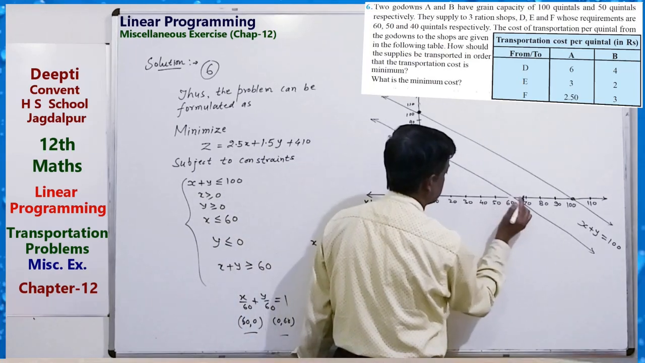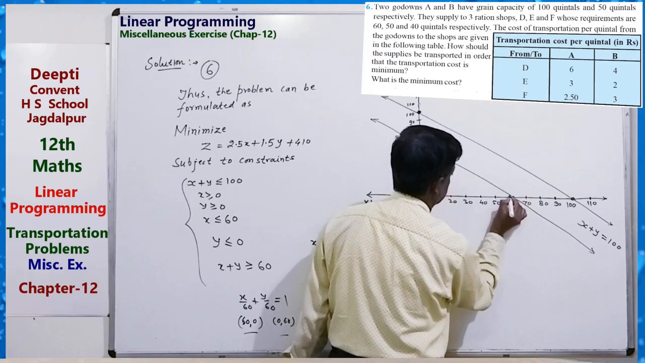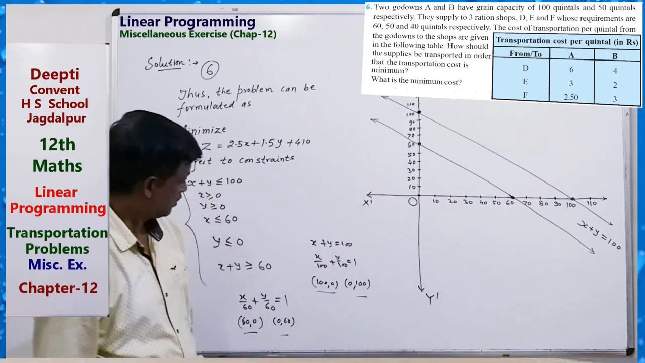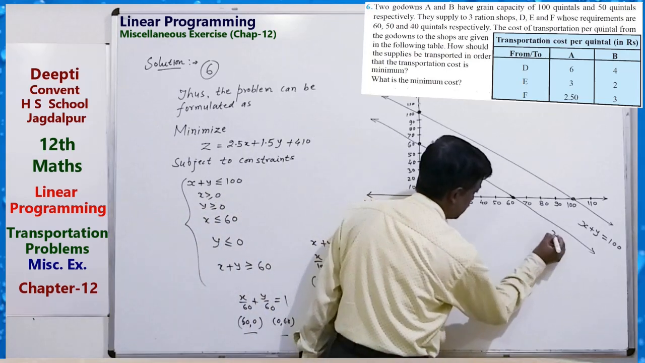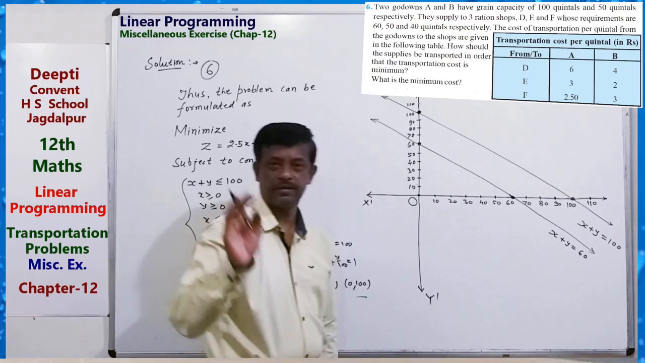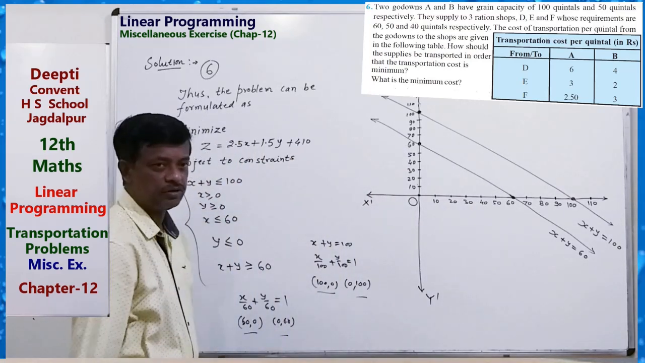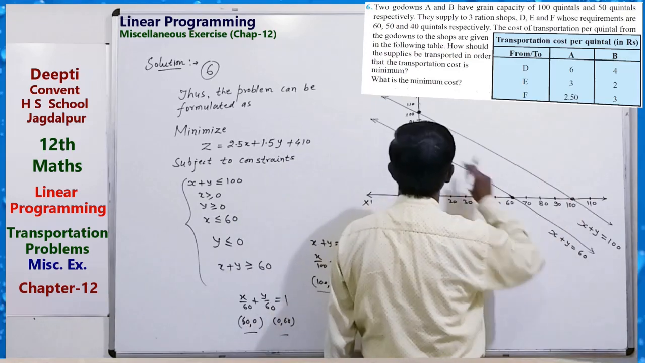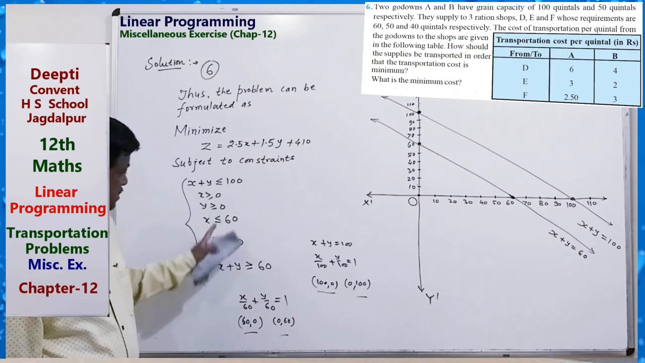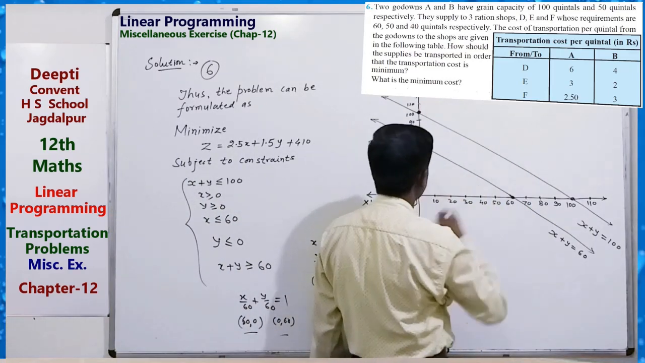Okay, so this is 60. This is the line x plus y equals 60. Draw the straight line. Now, this is y equal to 0, this is x equal to 0. And x equal to 60 is a line parallel to this.